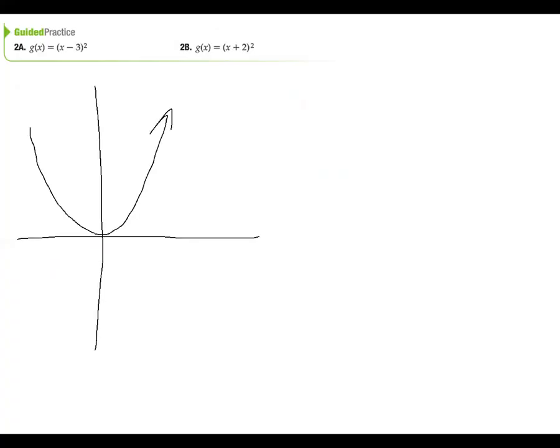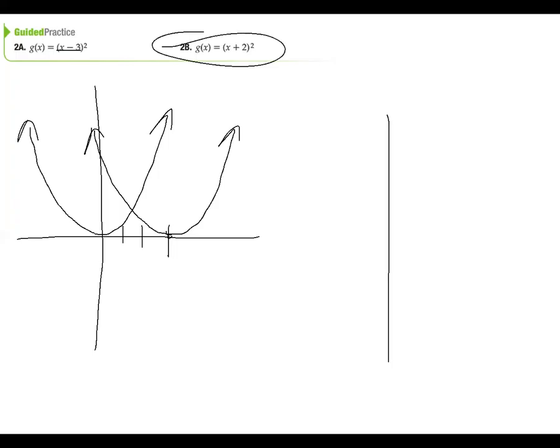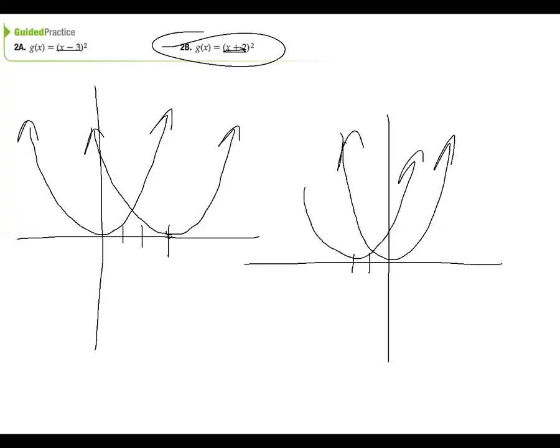Okay, we're back. So 2a, here's the graph of x squared. Okay, since it's minus 3 inside the parentheses, it's going to shift it 3 units to the left. Or excuse me, 3 units to the right. Okay, for 2b, here's x squared again. And since it's plus 2 inside the parentheses, it moves it opposite the way you would think. So it's 2 units to the left. Boom. There we go there.